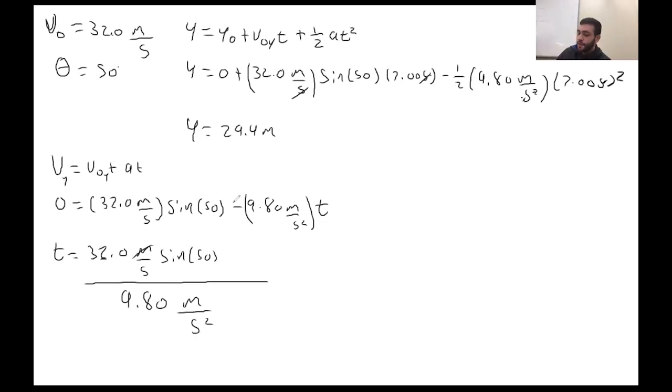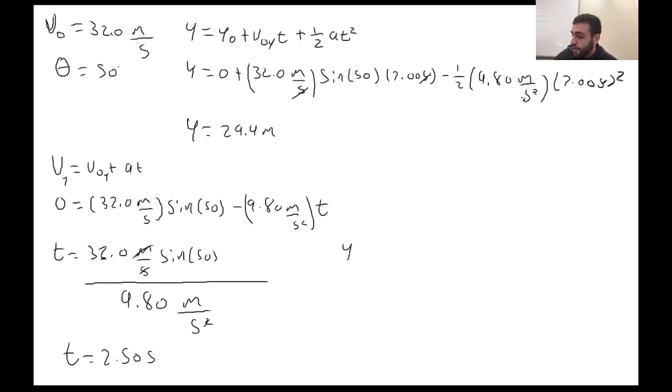Meters cancel. This second and this second cancel. Second goes up to the top. We can determine that t is equal to, if we plug that into our calculator, 2.50 seconds using our significant figures. Okay, so using that time, we can plug it back into our original formula that we used earlier to find the height. So now we know when it reached the top. We reached the top at 2.5 seconds.